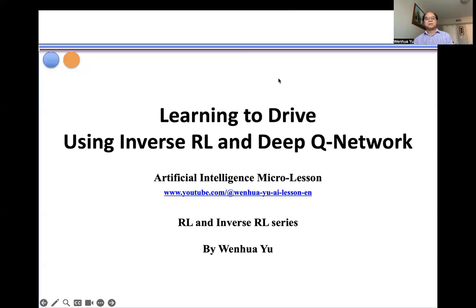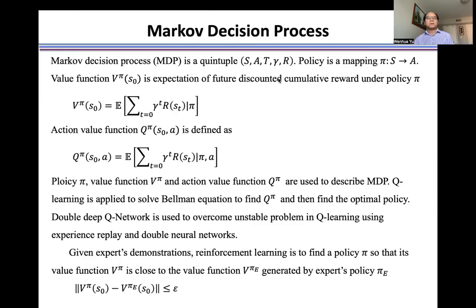In this video, I introduce learning to drive using inverse reinforcement learning and Deep Q network. Reinforcement learning formulates the interactions between the agent and its environment as a Markov decision process. That is, the tuple includes state, action, state transition probability, discount factor, and the reward function R.